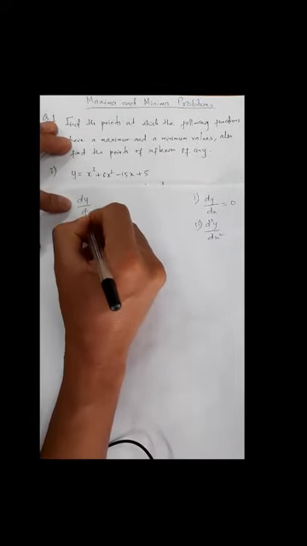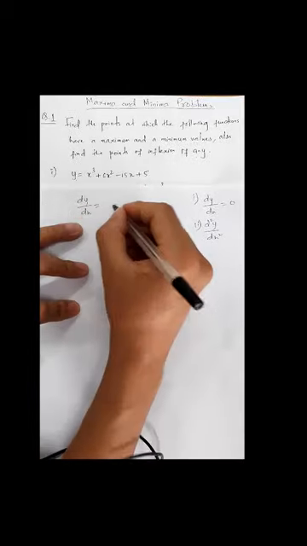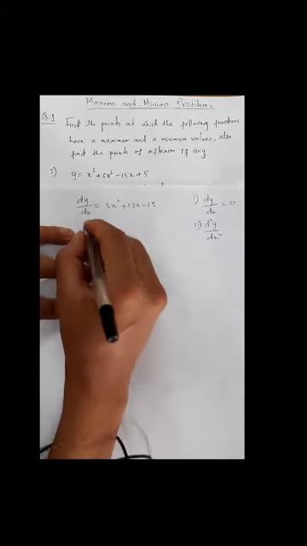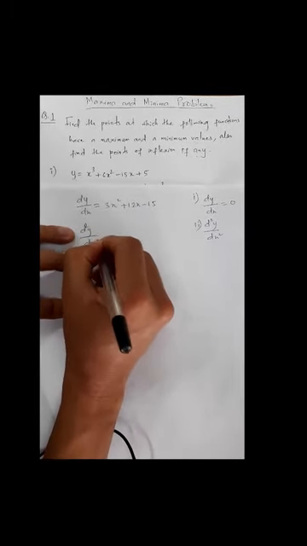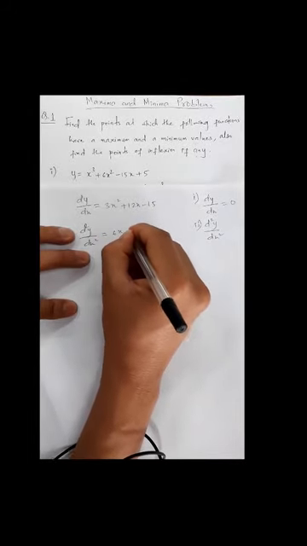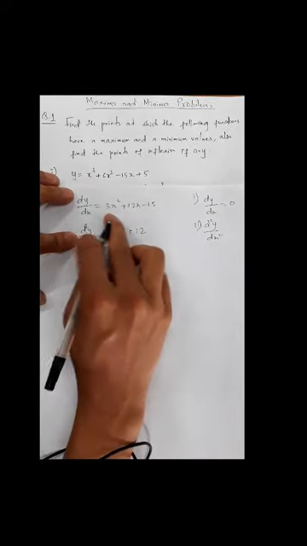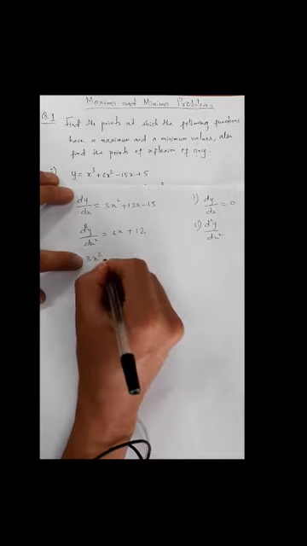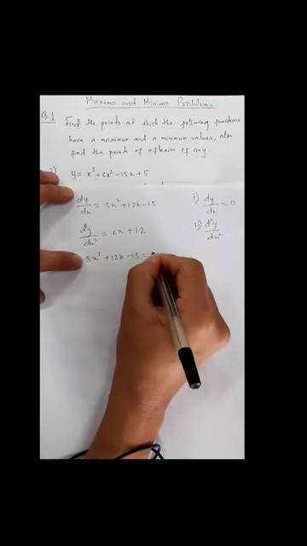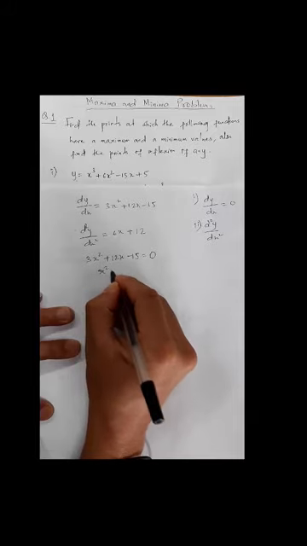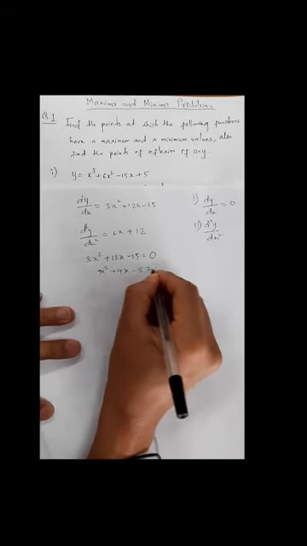Now as per this condition, we need to find the first order derivative. So I'll differentiate this one. It is going to be 3x squared plus 12x minus 15. And if I find the second order derivative, it's going to be 6x plus 12. Now as per this condition, we need to equate this to 0. 3x squared plus 12x minus 15 is equal to 0. I can further simplify this equation by dividing both sides by 3. So I'll get x squared plus 4x minus 5 equal to 0.